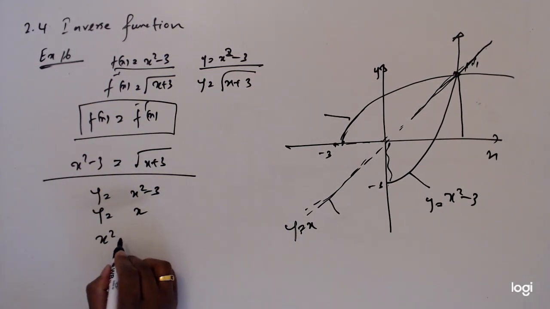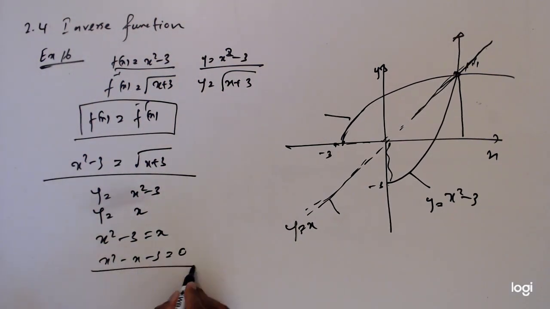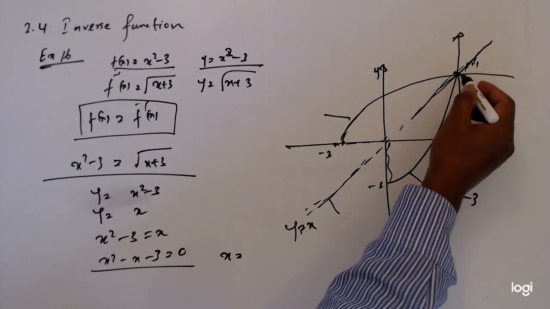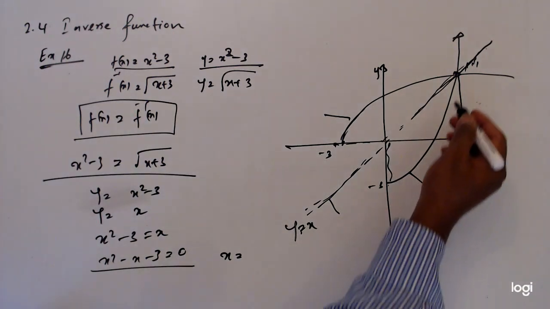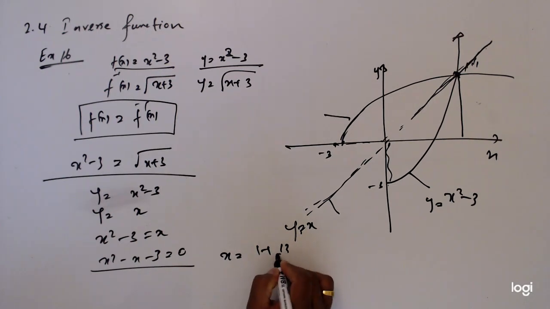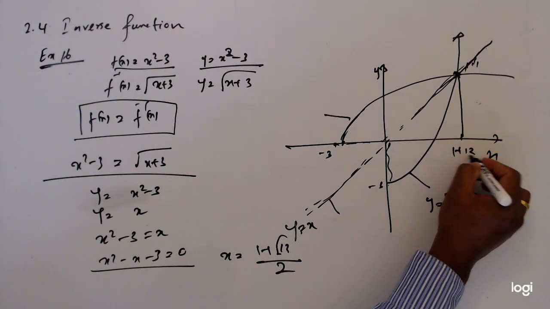So x square minus 3 equal x, and x square minus x minus 3 equal 0. This is a quadratic equation. When you solve it using the quadratic formula, you'll get two answers. Out of those, we only select the positive one because the answer is in the positive area, and the answer is going to be 1 plus square root 13 over 2. This is the x value.